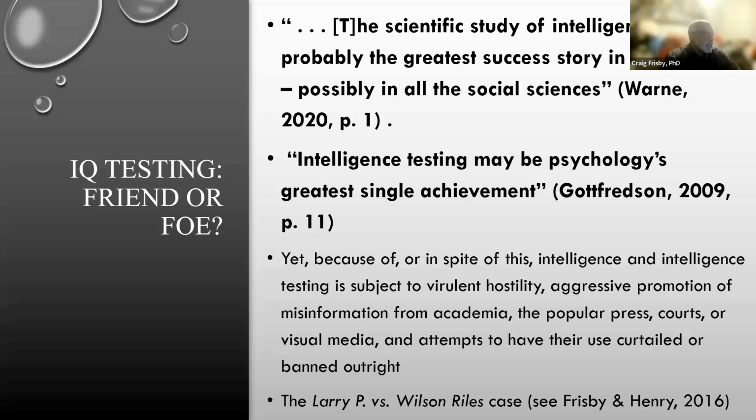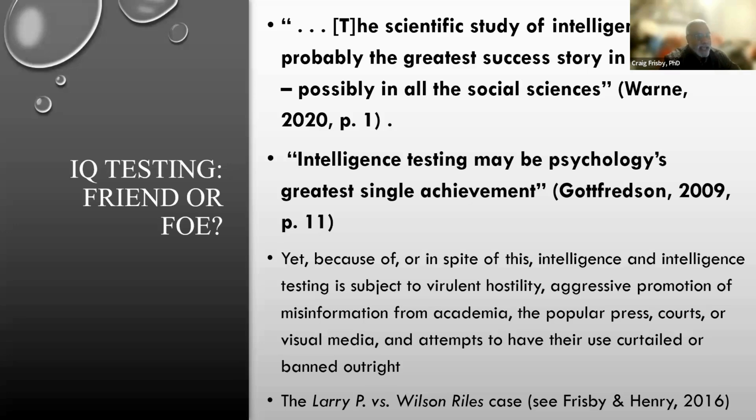But yet, and looking at this third point, yet even though many psychologists will say this, because of or in spite of this, intelligence and intelligence testing is subject to the most virulent hostility, the aggressive promotion of misinformation from academia, from the popular press, from the courts, from the visual media, and there are attempts to have their use curtailed or banned outright.